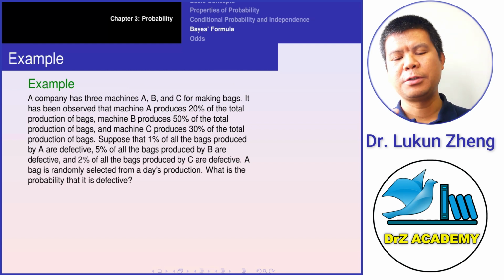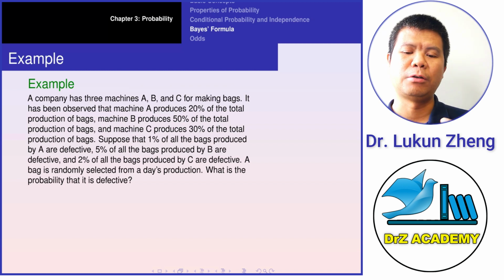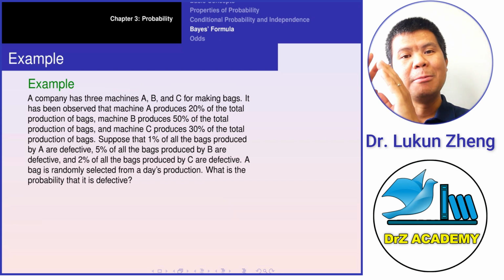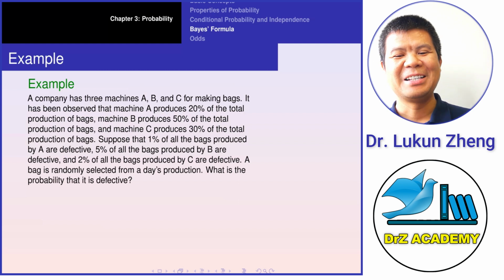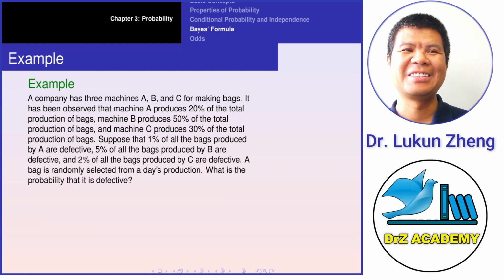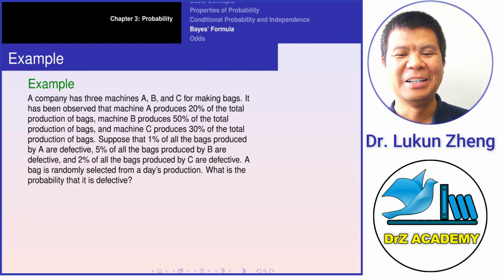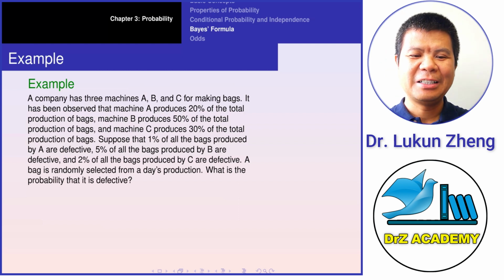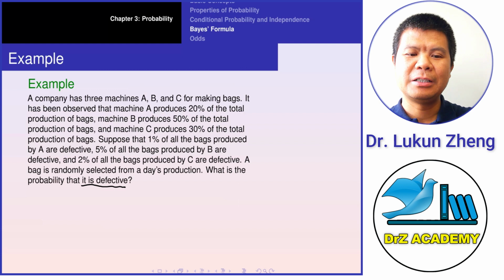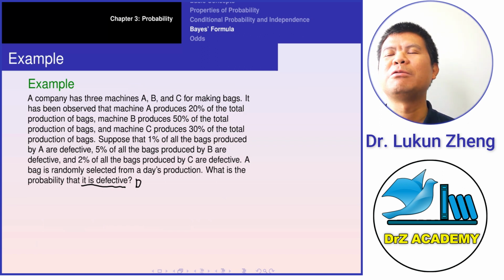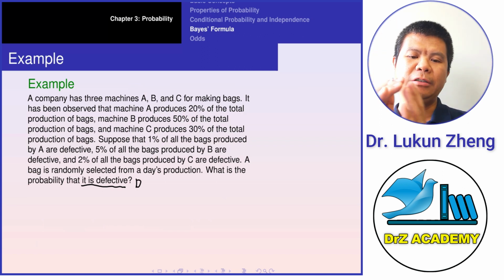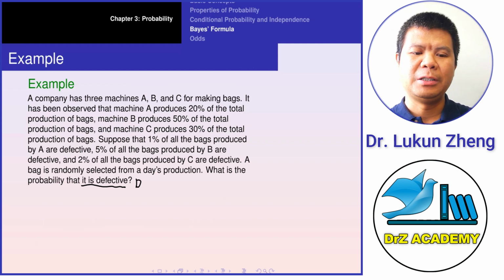5% of all the bags produced by B are defective, and 2% of all the bags produced by C are defective. Now, a bag is randomly selected from a day's production. What is the probability that it is defective? Let's say that this is the event D. Basically what we want to find is the probability of D. So what is the probability of D?